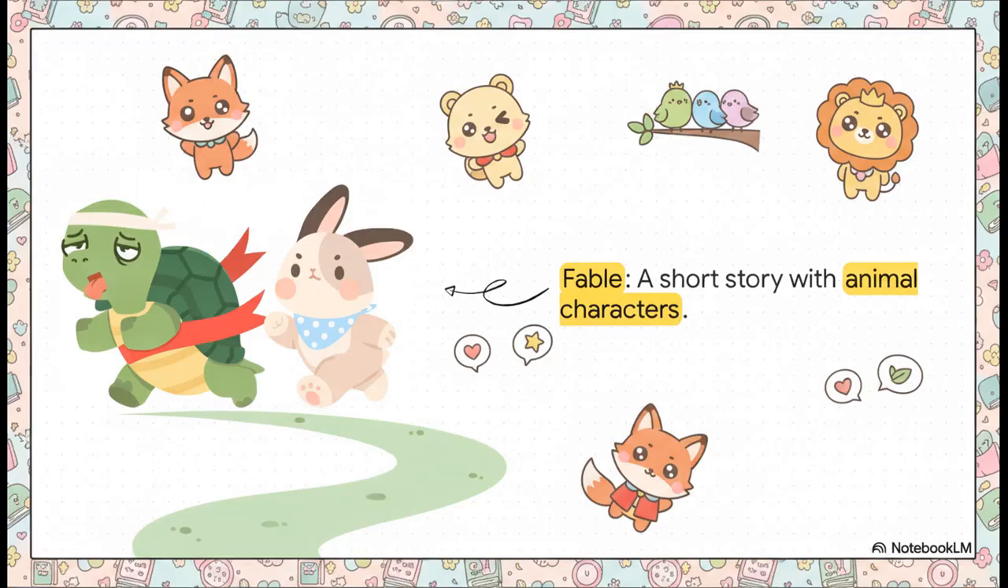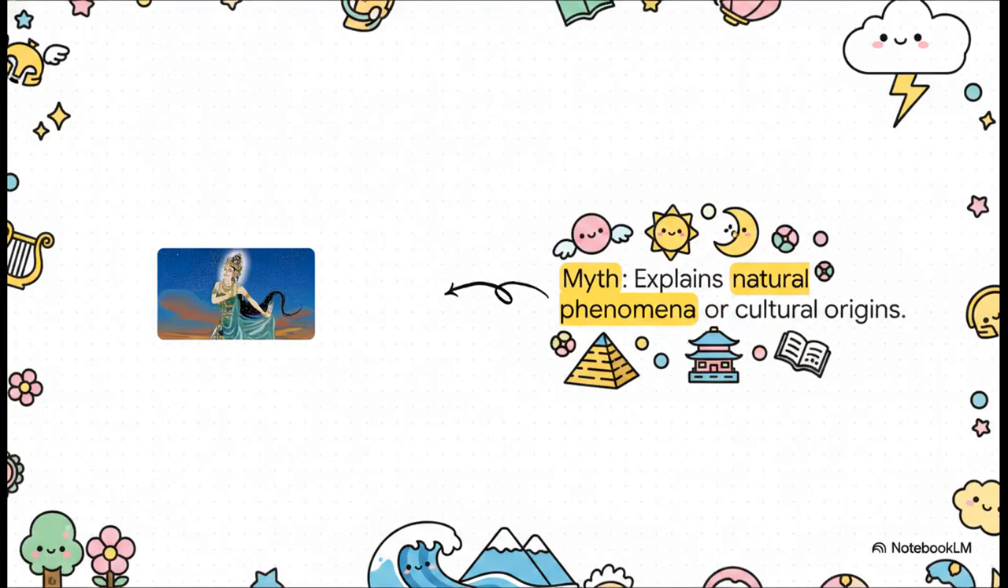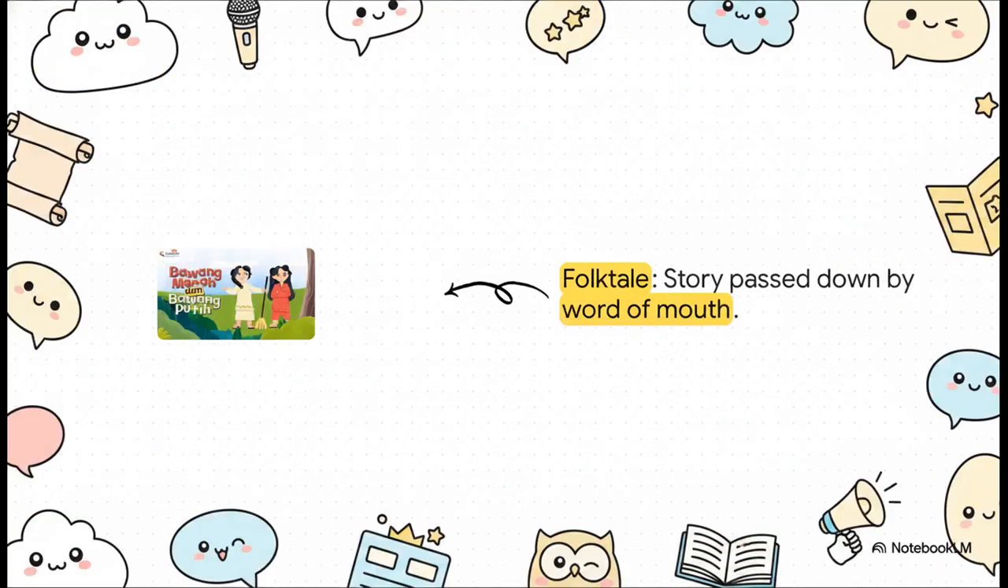A fable is a short animal story teaching a helpful lesson. Legends are traditional stories about a historical event or a very specific place. Myths are fascinating stories about gods or goddesses that explain nature or human culture. And fairy tales? Those are magical stories for kids that usually wrap up with a happy ending. Folk tales are traditional, fictional stories passed down through generations totally by word of mouth.